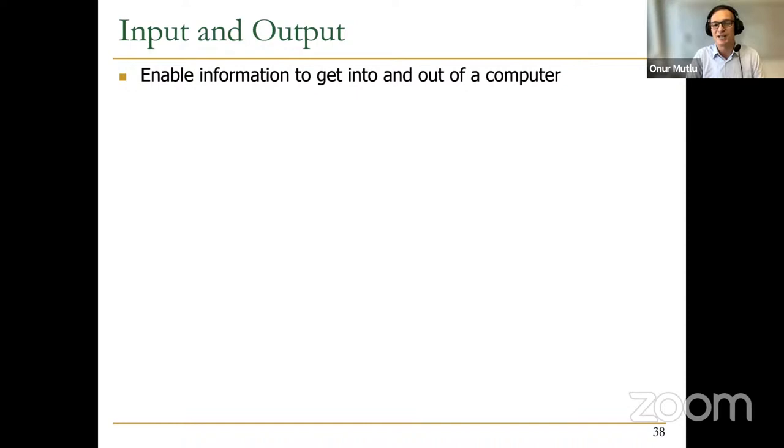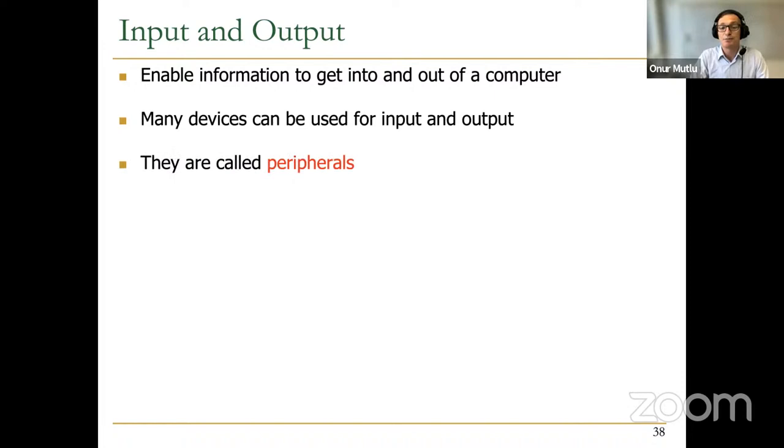But what is input-output? Clearly, input and output enable information to get into and out of a computer. I'm not talking about memory right now. I'm talking about disks, for example. I'm talking about, for example, keyboard, monitor, and display. So many devices can be used for input and output. They're called peripherals in general.